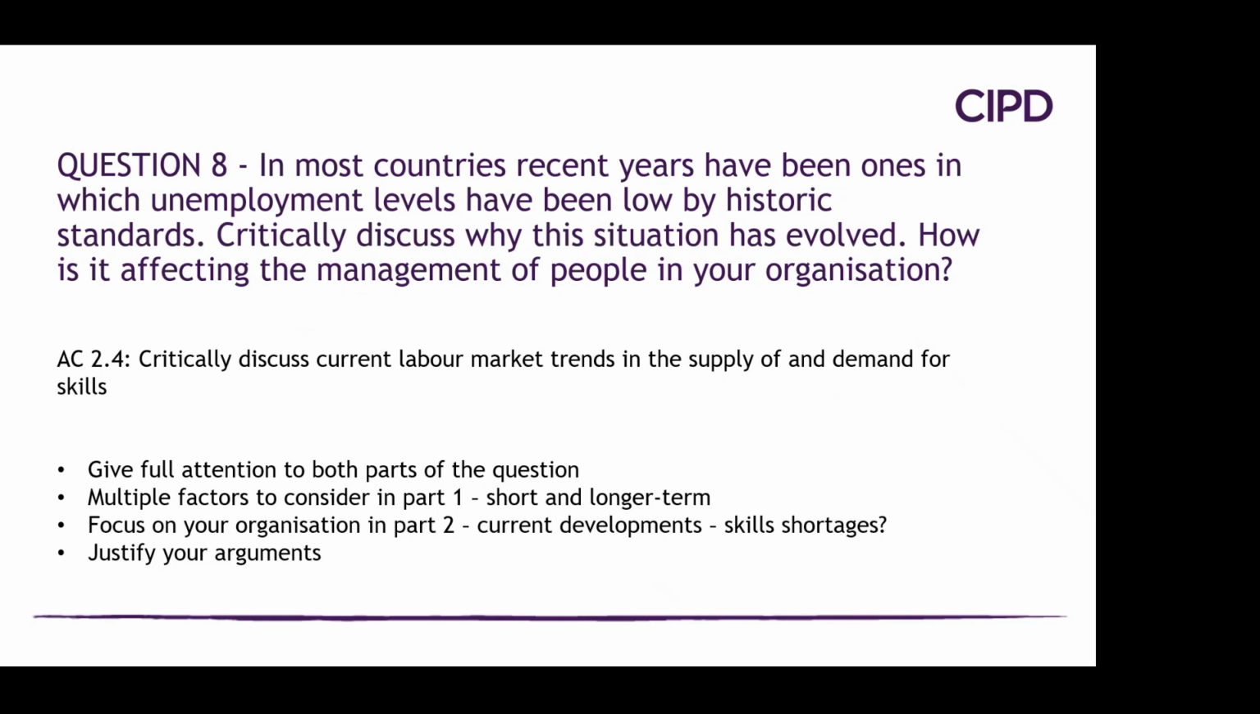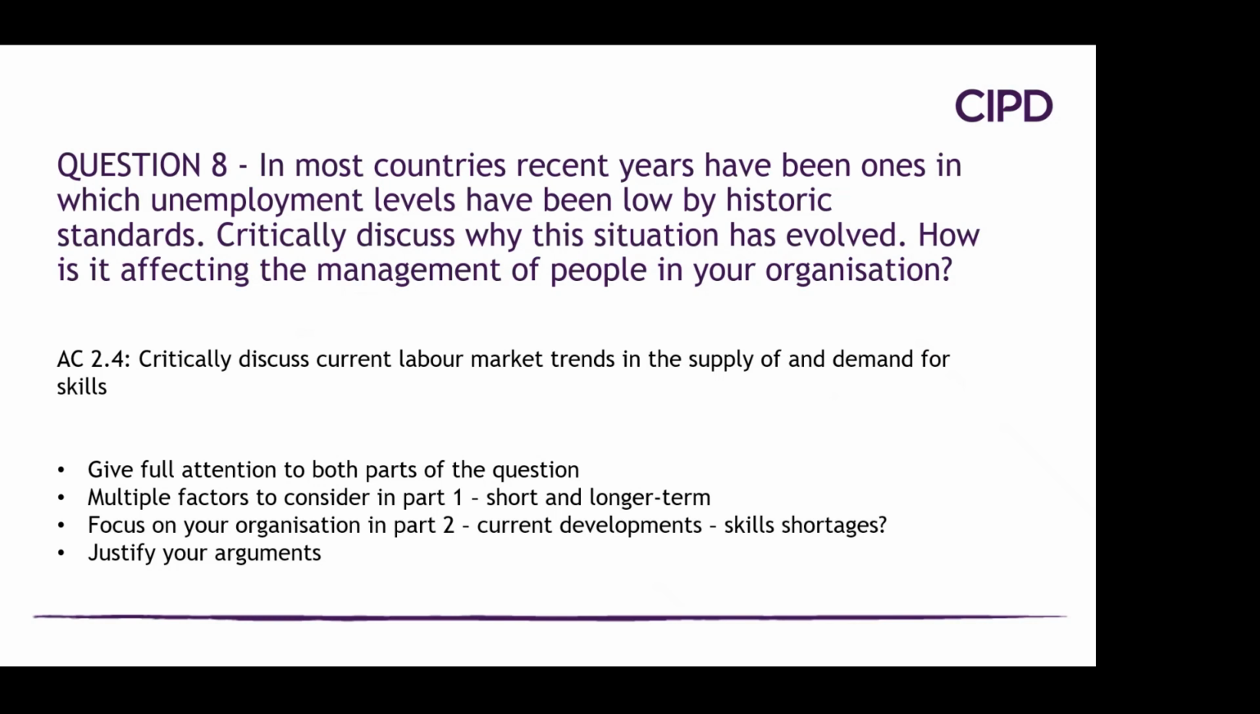But there are also all kinds of longer-term, particularly demographic, but also to do with skills and the rate at which the economy is changing really faster than the education system can keep up. Those sort of issues also would be things to consider and think about there. And again, second part, very much then focused on your organization. How is this situation affecting the management of people in your organization?